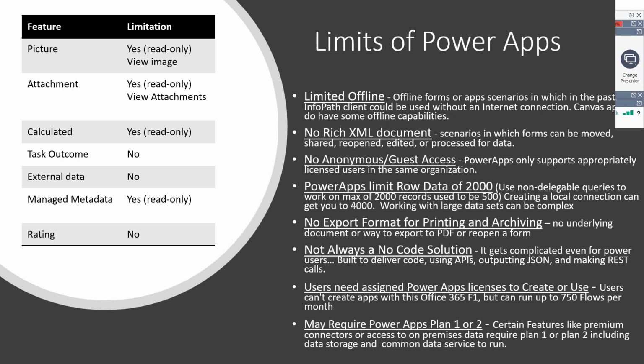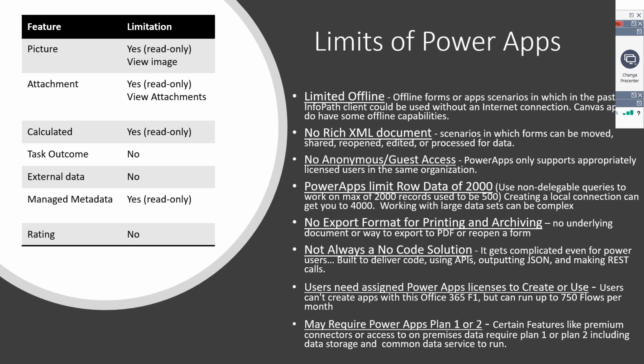So basically, a lot of it has to do with licensing as well. If you've got it hooked up to flows, you only get 750 flows per month. And users can't create apps if they've got an F1. So licensing is a consideration here. If you've got an E3, it's fine in terms of filling things out. But there is some consideration.